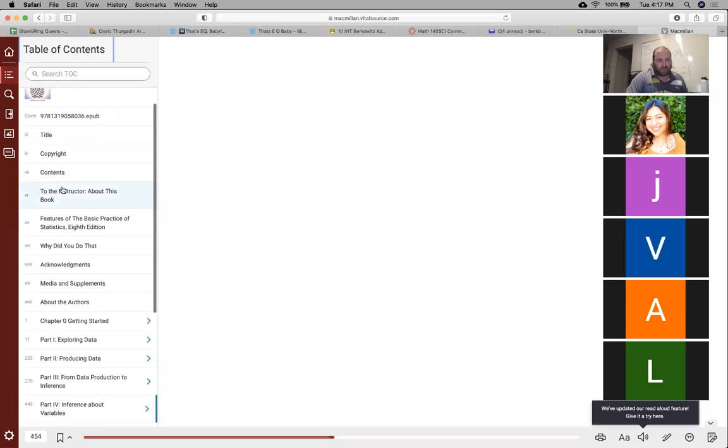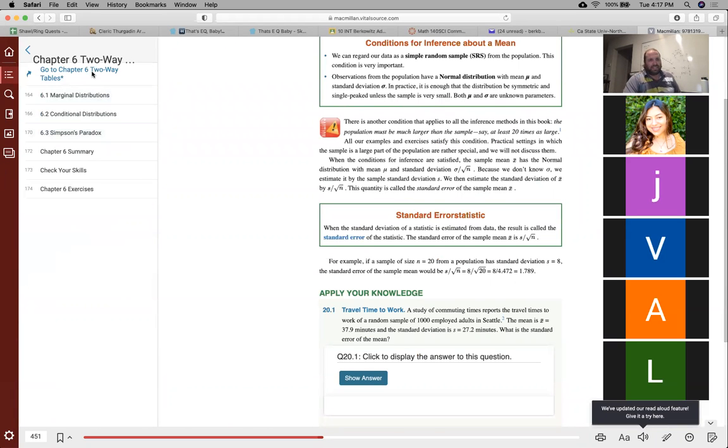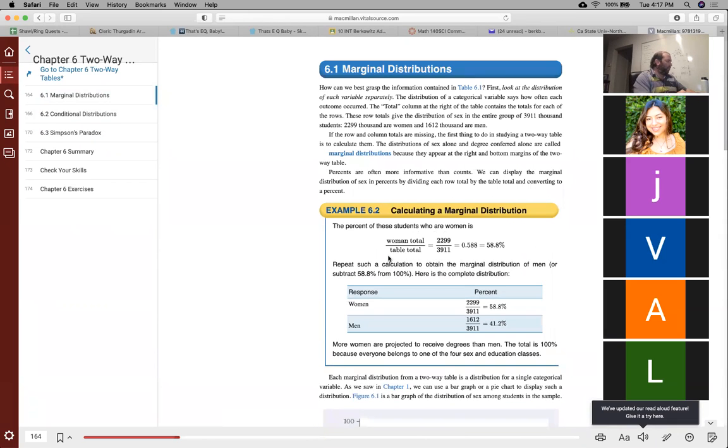So chapter 6 is on two-way tables. Two-way tables sound a lot easier than, I mean, they're easier than they sound. Okay, a two-way table is as follows, and it's best illustrated via an example. So let's take a look at this example right here.